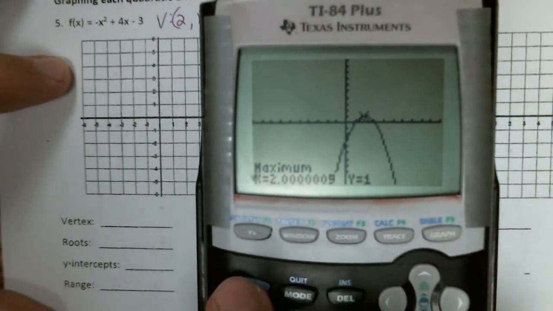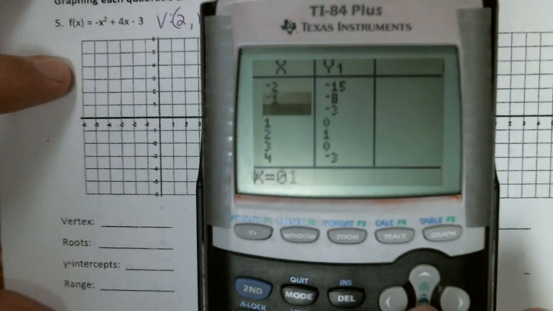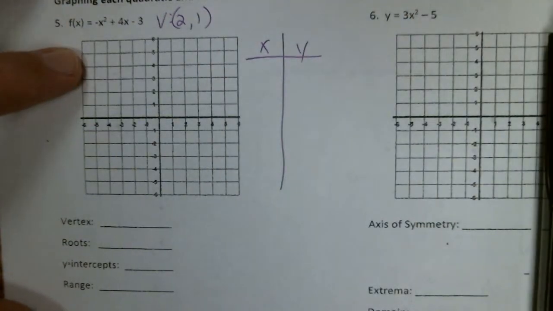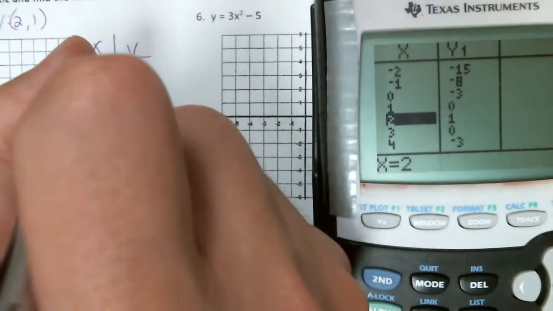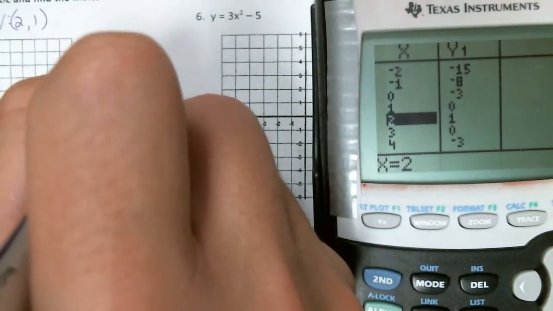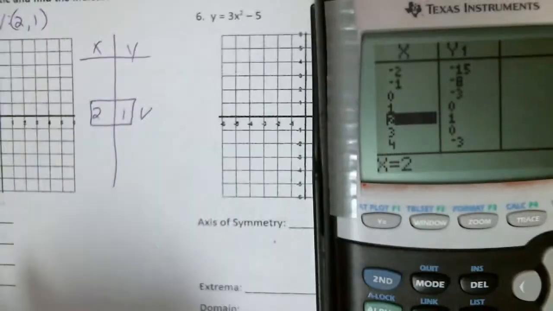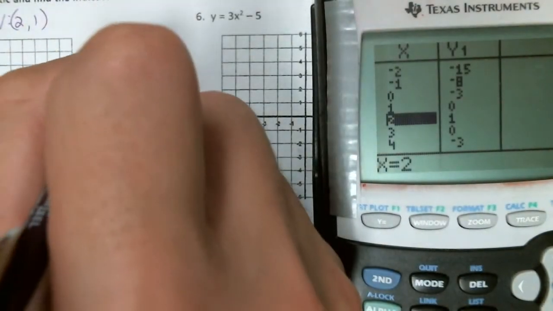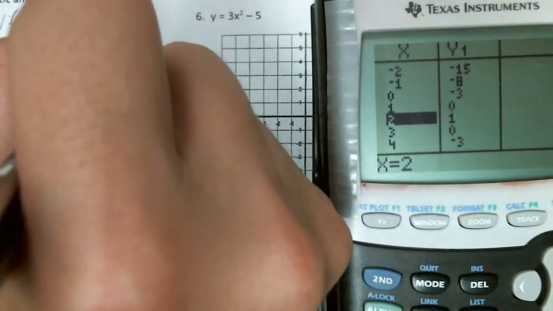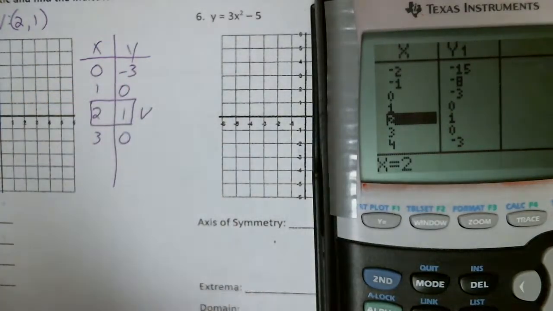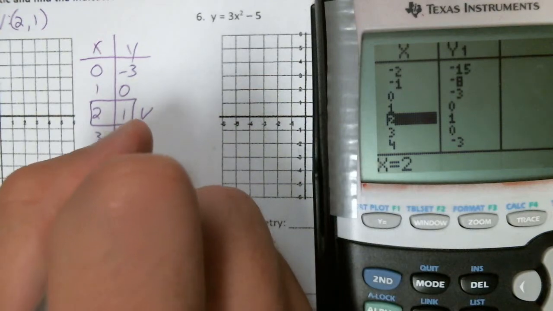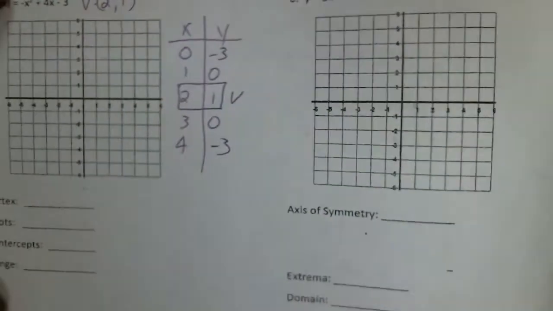Okay, so let's go second table and scroll down to 2, 1. There it is. Let's grab some points above and below. So we've got 2, 1, the vertex. Let's grab 2 points above it, 1, 0, and 0, -3. 2 points below, we got 3, 0, and 4, -3. Okay, so there are my 5 points.